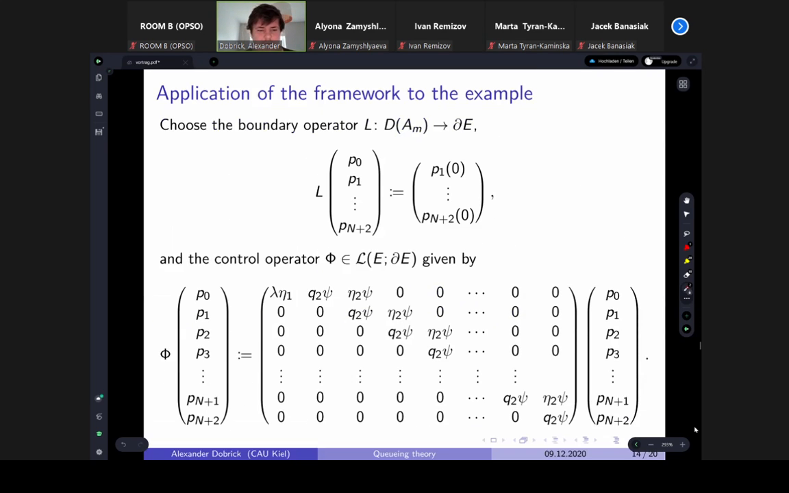Okay, so you just have to describe the control operator, and the control operator takes this form. Also, you just have some multiplication going on here in the first variable, and then you have this functional, which works on these functions here.